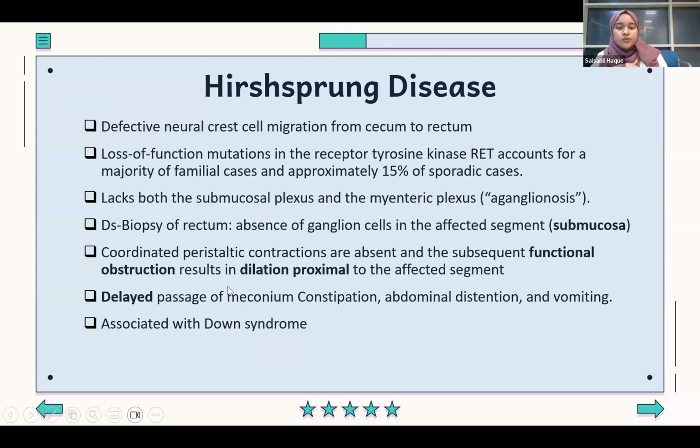What else? So you would see delayed passage of meconium, constipation, and abdominal distension. It is also associated with Down syndrome. And when you do a biopsy of the rectum, you will see aganglionosis, or absence of ganglion cells in the affected segment. All right, this is about Hirschsprung disease. Let's move to the next question.